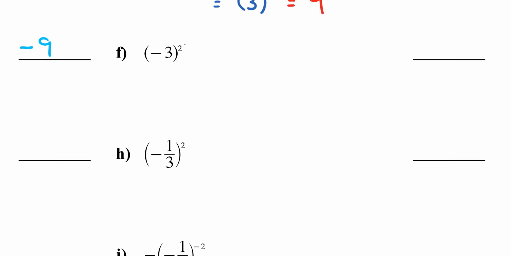For letter F, since everything is in a bracket there and you have a power 2, let's go ahead and just expand everything in the brackets twice. So negative 3 times negative 3, 2 negatives gives you a positive answer, so this will be 9. So 9 is my final answer for that one.